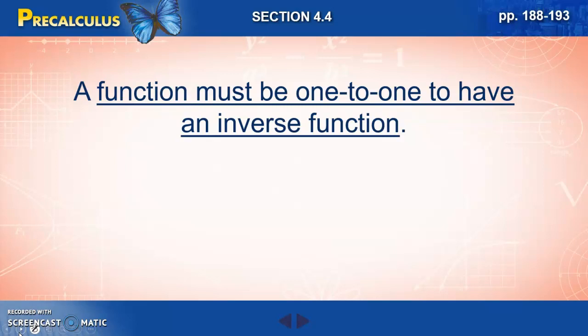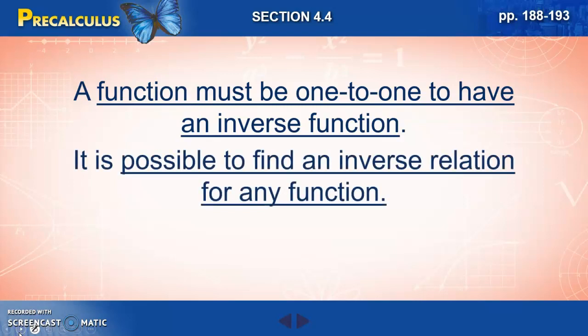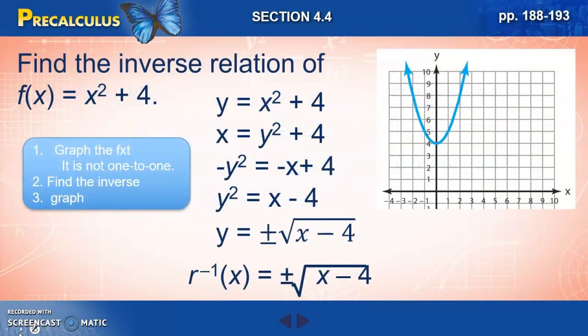Every function can have an inverse. It might be an inverse relation, but in order for it to be an inverse function, the original function has to be one-to-one. So it's possible to find an inverse relation for any function. So let's take this x squared plus 4 and find the inverse relation. We know it's not a function because our original function is not one-to-one. Now we could draw our identity y equals x there, and then reflect our points over the line, but we're going to solve it algebraically.